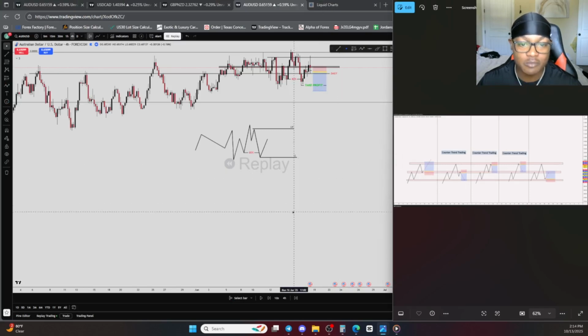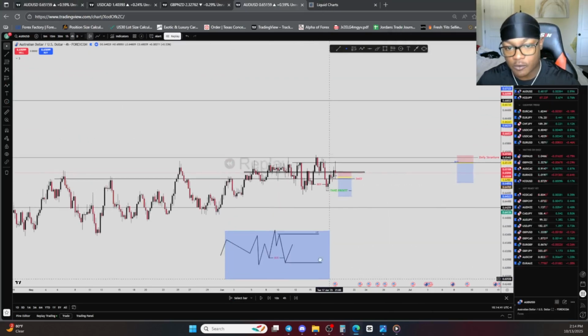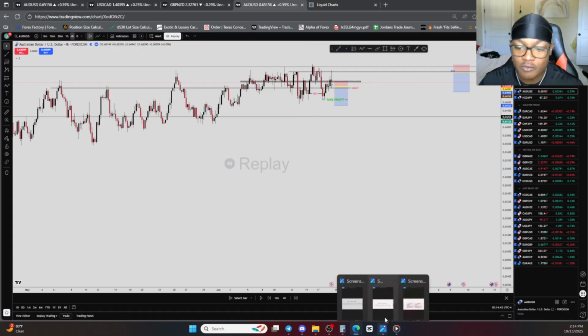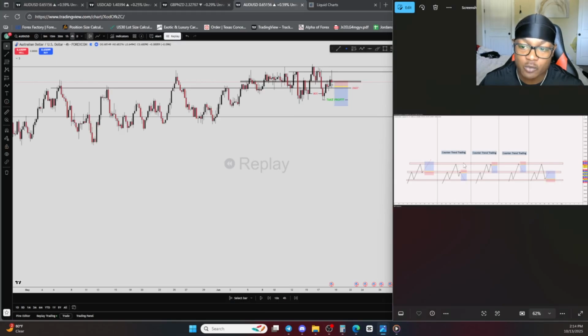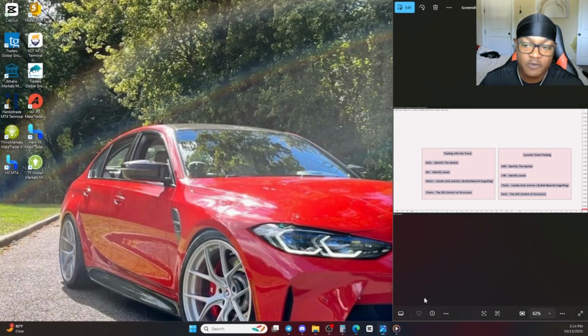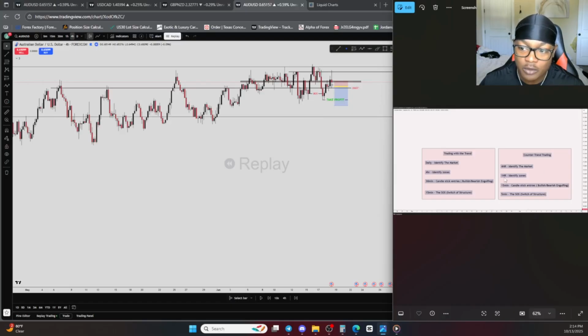I'm looking at number 2. Okay, so now knowing that we're in a counter trend setup, we're at number 2. What time frames do I use? I use the 4 hour, 1 hour, 15 minute, and the 5 minute time frame to identify my zones and structures and so on and so forth. We're only using these 4 time frames.